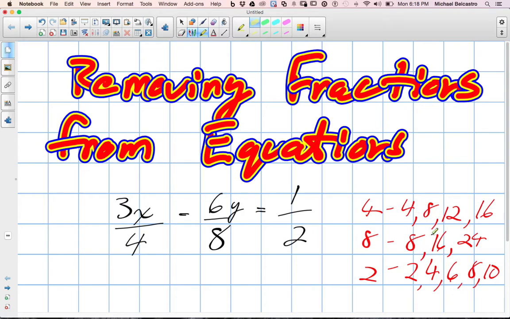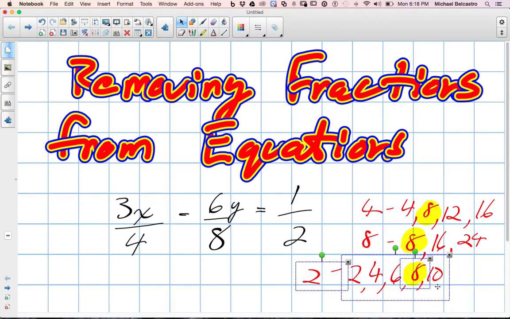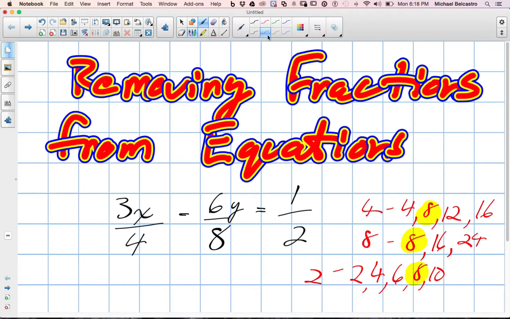So now we're going to look for a common multiple. What's the first common multiple? 8. 8 is a common multiple. Are there other ones? If we'd gone a little farther, what else shows up as a common multiple? 16. So any of these technically work, but in math, it's usually most efficient if we use the lowest one. So we're going to use the value of 8.